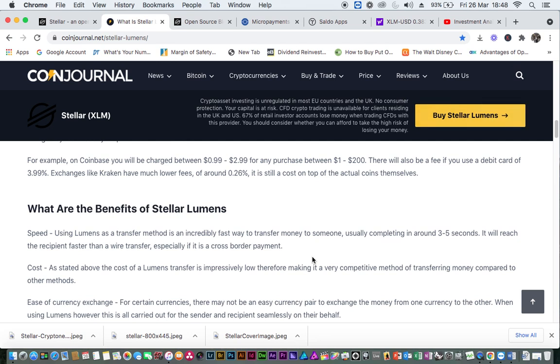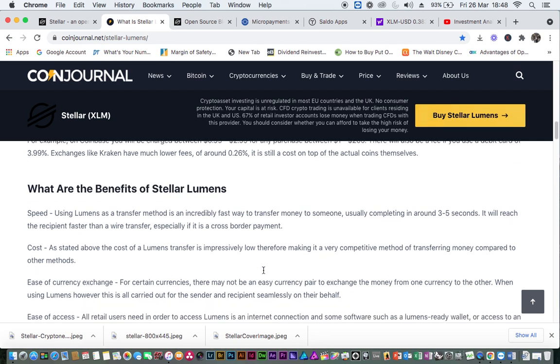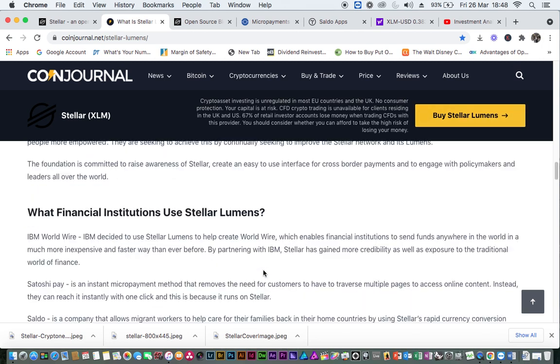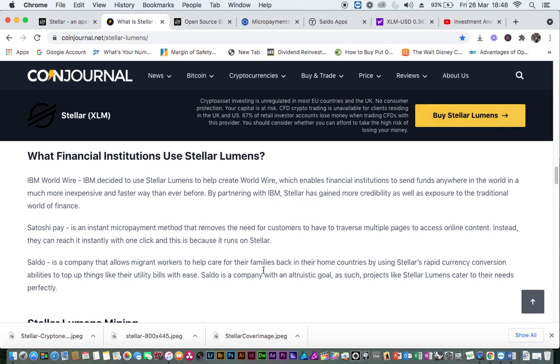Moving on, let us examine what financial institutions use Lumen. IBM WorldWire. IBM decided to use Stellar Lumen to help create WorldWire, which enables financial institutions to send funds anywhere in the world in a much more inexpensive and faster way than ever before. By partnering with IBM, Stellar has gained more credibility as well as exposure to the traditional world of finance.